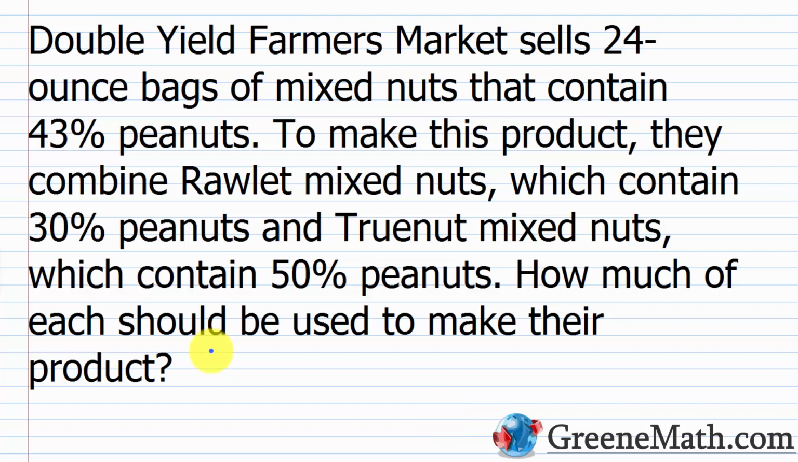How much of each? So we're saying how much of the Rowlet mixed nuts and how much of the True Nut mixed nuts should be used to make their product, which again is a 24-ounce bag of mixed nuts that contains 43% peanuts. Okay. So in this case, we don't know an amount for either, right? So we have to kind of get that. We're working with ounces. So the total amount in the final mixture that they sell is 24 ounces. So let's use that information to create a variable.